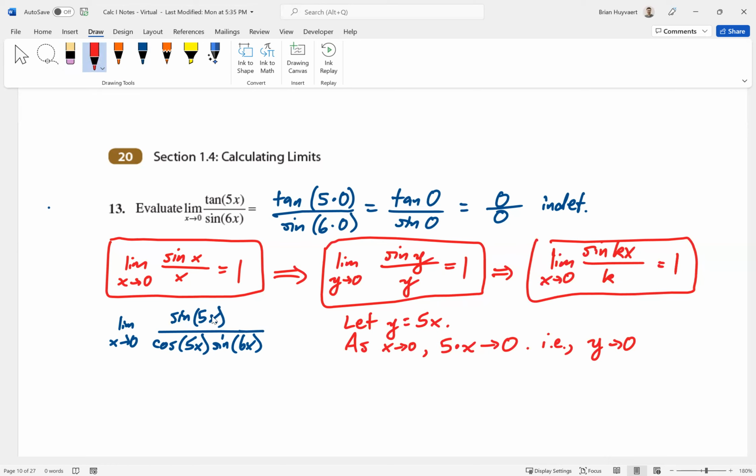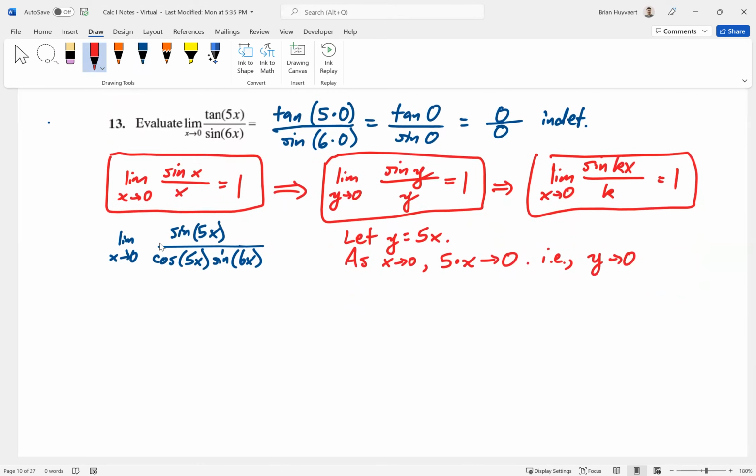Right, so basically if I have sine of 5x, I would love to divide that by 5x. If I have sine of 6x, I would love to divide that by 6x. So that's exactly what we're going to do. We're going to pull those in, basically out of nowhere. It's going to seem like it's coming from nowhere, but we've done this kind of thing before. We can absolutely justify it. So x is going to 0.